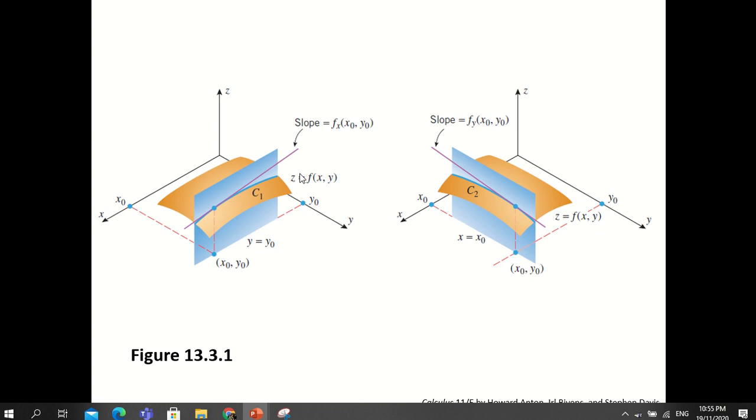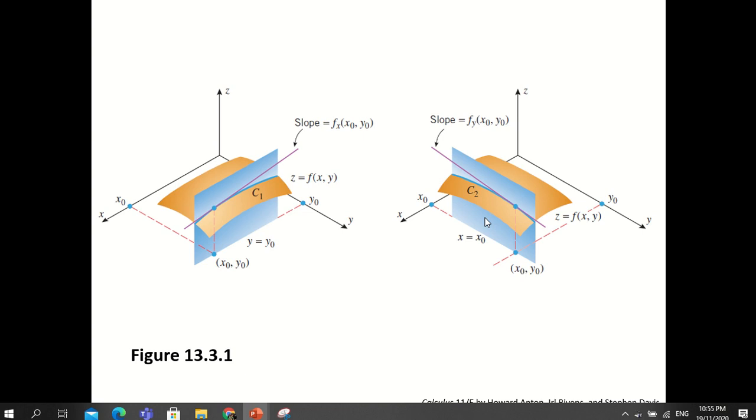And z here is equal to a function of x and y, so z at this point. And this is y equal to y sub 0. So these are coordinates, not x sub 0, y sub 0. Alright? And so do with the other illustration.